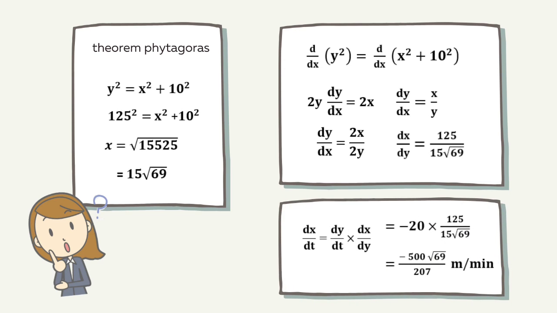Lastly, I use the chain rule to get the value of dx/dt by inserting the value of dy/dt and dx/dy, which is negative 20 multiplied by 125 over 15√69, and get the final answer, which is negative 500√69 over 207 meters per minute.